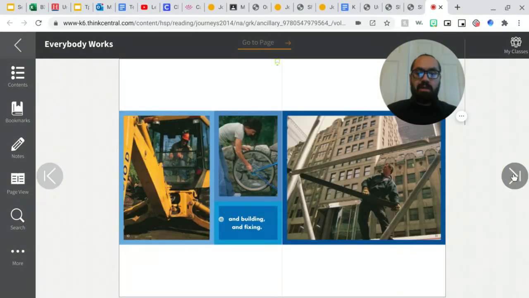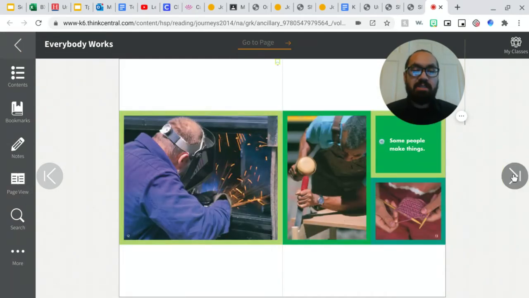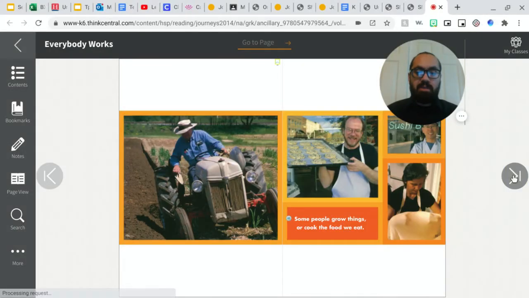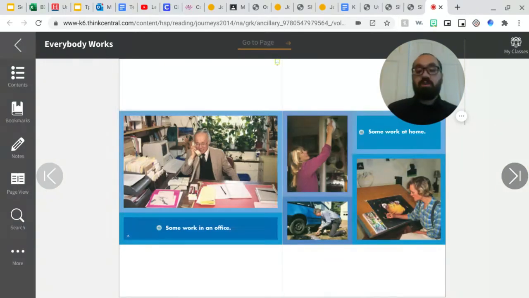Okay. And building and fixing, and again, the pictures match the words. Some people, they even make things. Some people grow things or cook the food that we eat. And we talked about this one before.